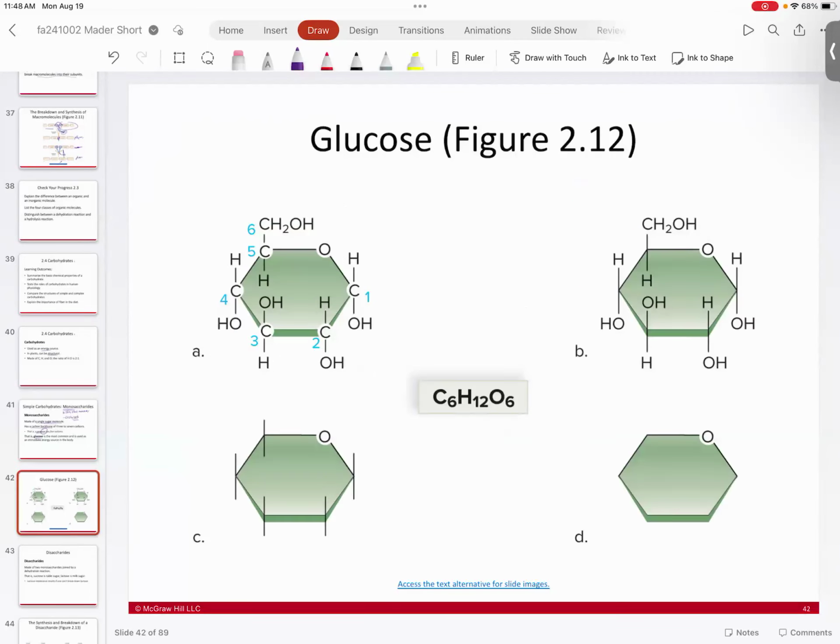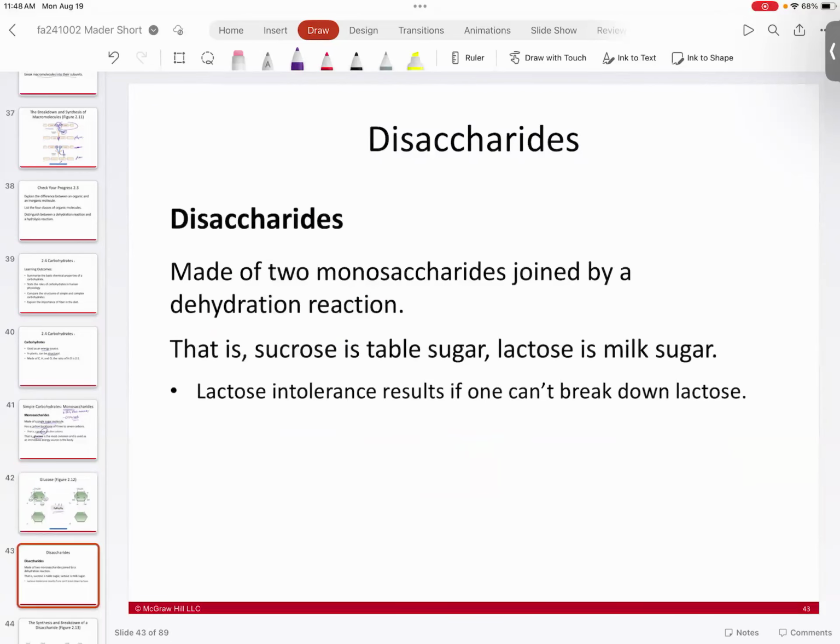If we take a look at glucose, it's C6H12O6. Notice it's the 1-to-2-to-1 ratio. You have 6 carbons in this one, making it a hexose. You can see different ways of writing glucose. You have a ring structure with these OH groups either above or below the ring. Now, when you start hooking glucoses together, you're going to start forming disaccharides.